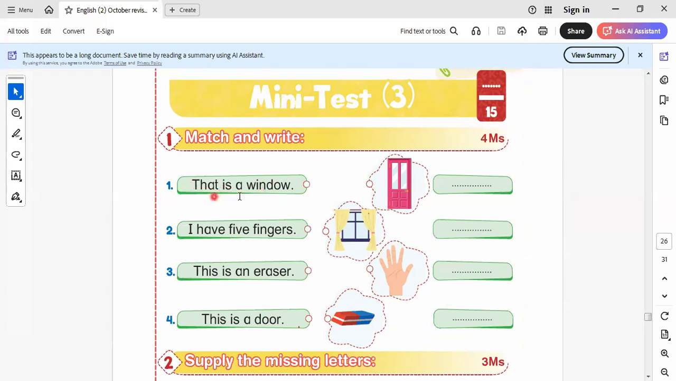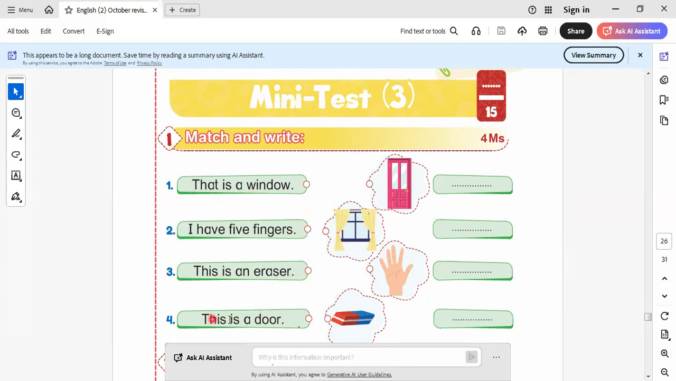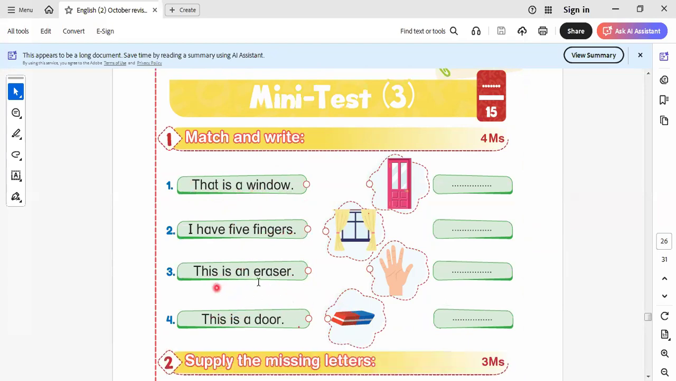So here we have, that is a window. So the window is far from me. I pointed to the window by saying that is a window. I have 5 fingers. This is an eraser. I think all of us know the eraser, the thing that we rub with, that we can use to correct anything that is not right in our paper. Okay. This is an eraser.